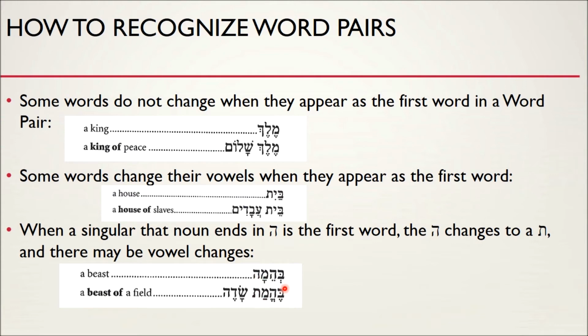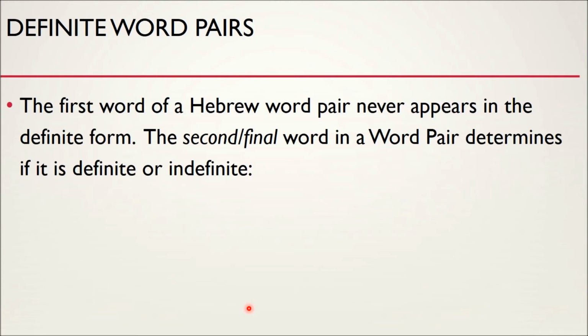You also see pretty much all the vowels in the word change. So it's behemat when it's in a word pair form. Next, we're going to look at definite word pairs. So the first word of a Hebrew word pair never appears in the definite form.